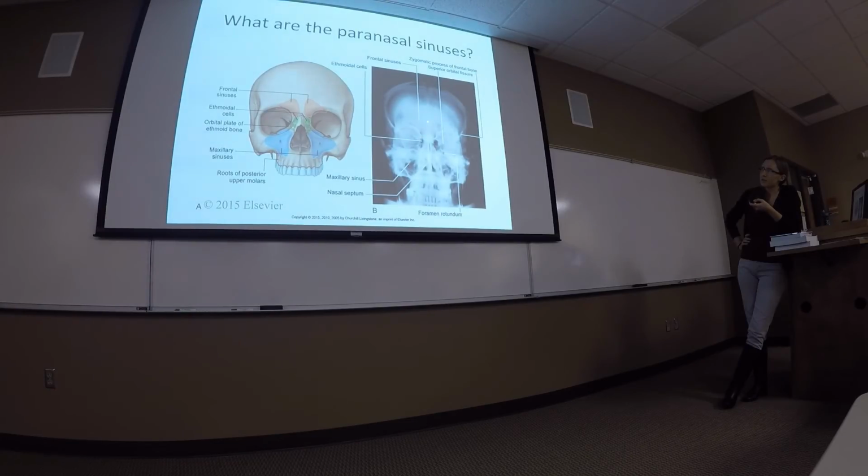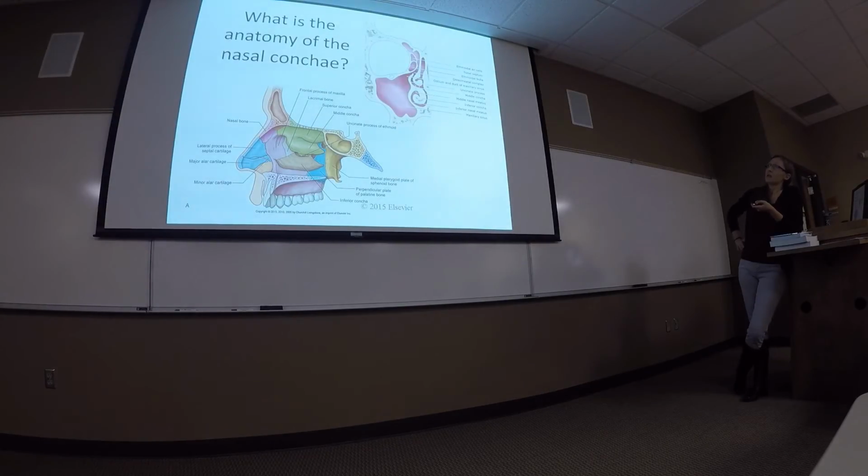So here's the frontal sinuses. It's kind of a triangular shape here. There's this kind of lighter area here with some partitioning in it, ethmoid cells. The maxillary sinuses are kind of right along here. See that darker area right here. And again, we can't see the sphenoid on this image. So here is the sphenoid sinus right here embedded in the sphenoid bone.